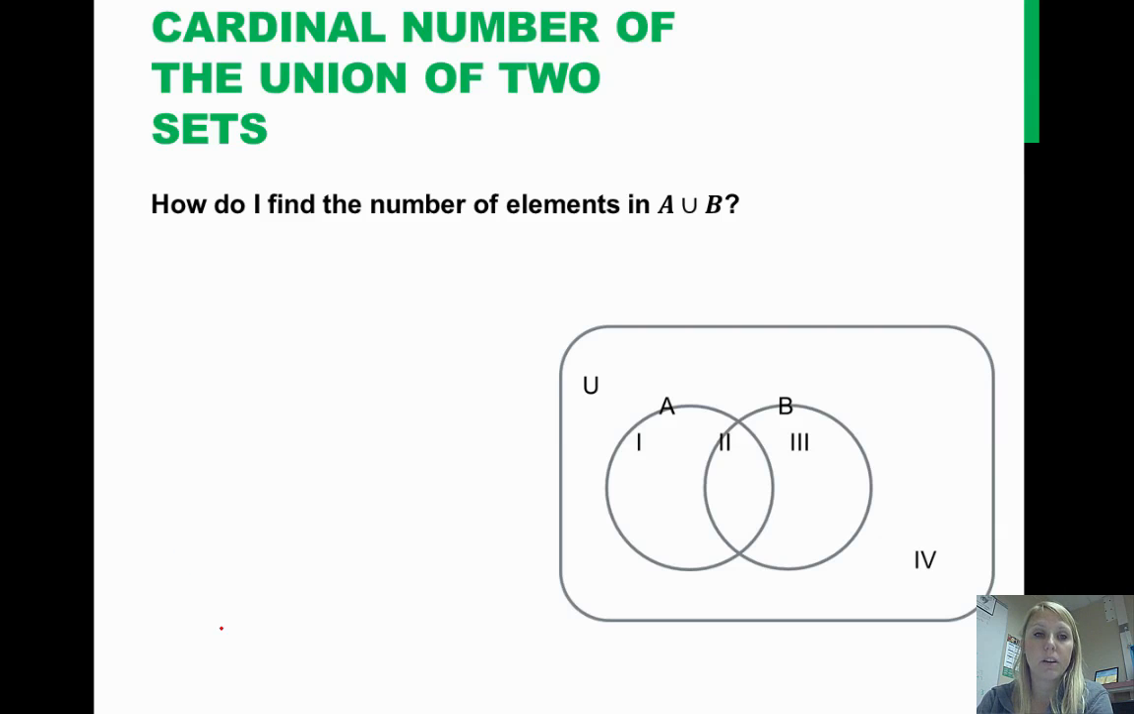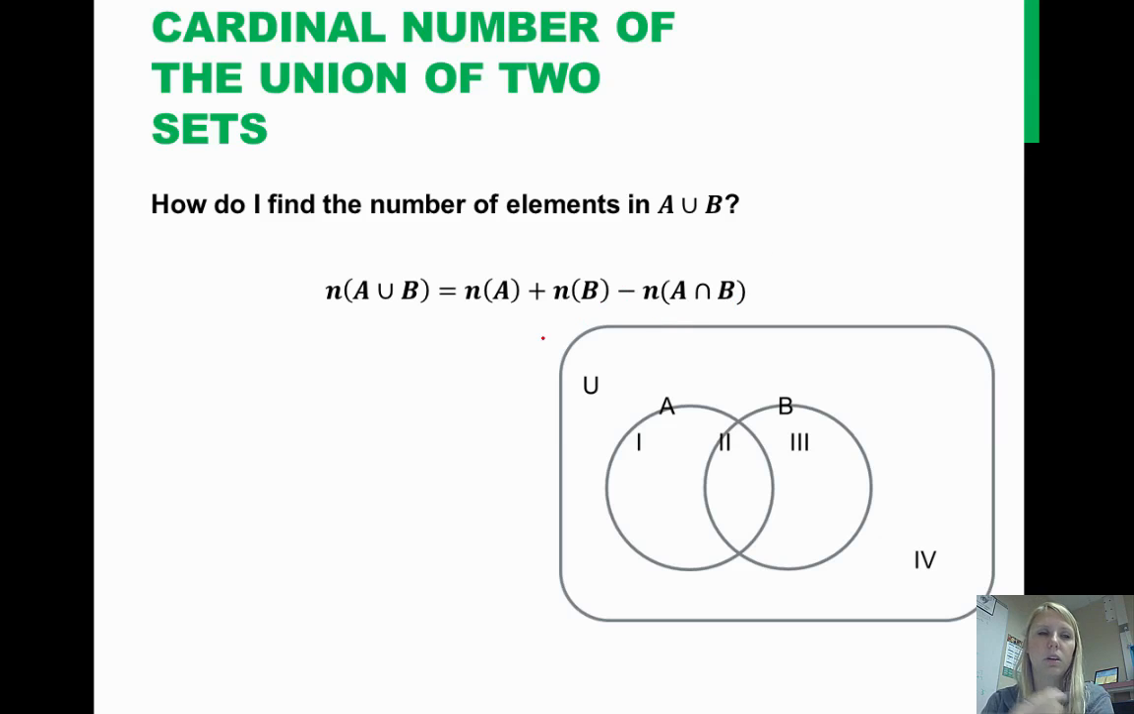The next topic here is to find the cardinal number of the union of two sets. So how do I find the number of elements in both A and B? Well, here is the formula, and you need to write this down. The number of elements in both A and B are the number of elements in A plus the number of elements in B, subtracting the number of elements in A intersect B.